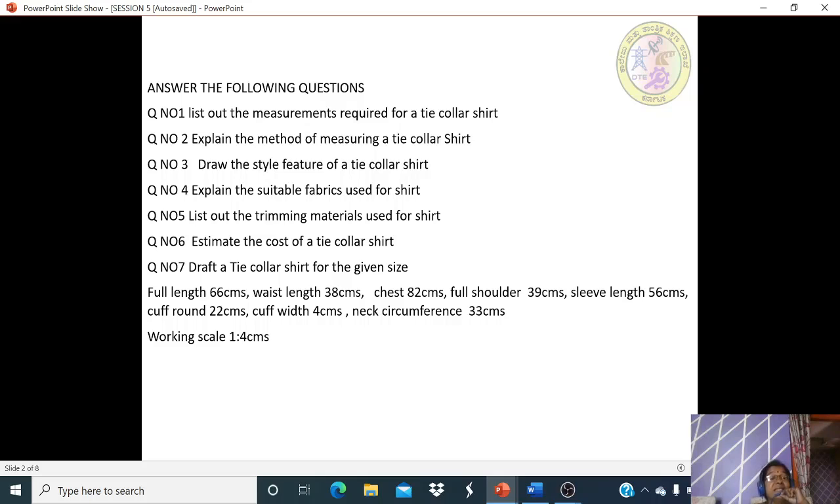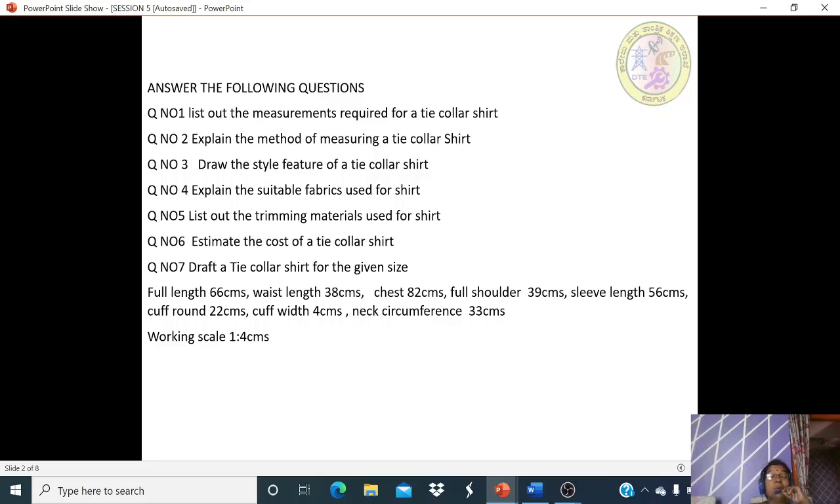Question number 6, that is regarding cost. How to find out the cost of a shirt. You know it, the fabrics are available at different prices. The better fabric, the best fabric, the suitable fabric you have to select. Find out the cost, survey the market, go to the market and find out the price of the fabrics, trimming materials, and estimate the cost of a tie collar shirt.